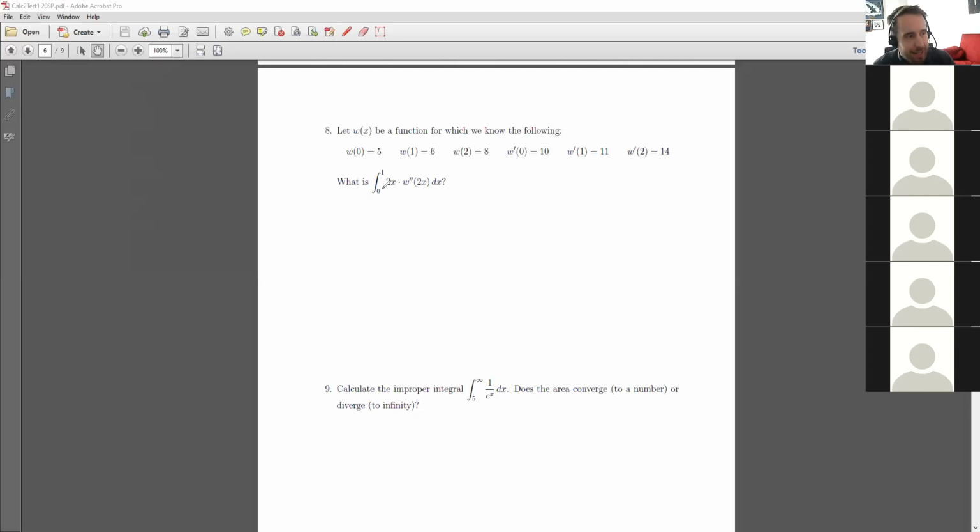Thinking about our integration techniques, at the moment I have the multiplication of two expressions. That suggests to me that I either use u substitution, in which my u is inside the parentheses and my du is outside the parentheses, or I use integration by parts, in which I let one of my multiplication pieces be a u and the other be a v prime. I think in this case, we can start by approaching it either way.